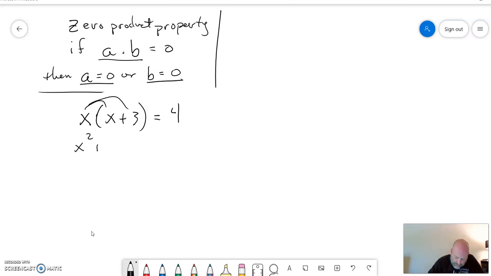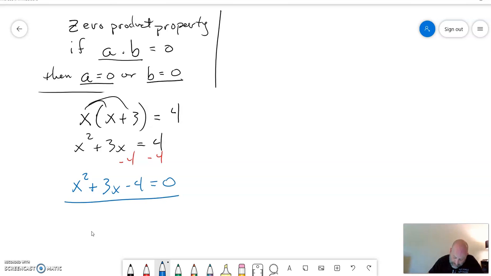This gives me x squared plus 3x equals 4. Now, I still have a problem. This thing is not set equal to 0, and so I need to get one side equal to 0. I think in this case, because there's a single number there, the right-hand side would be the easier one to make a 0. So we're going to subtract 4 from both sides and rewrite the entire thing as x squared plus 3x minus 4 equals 0.